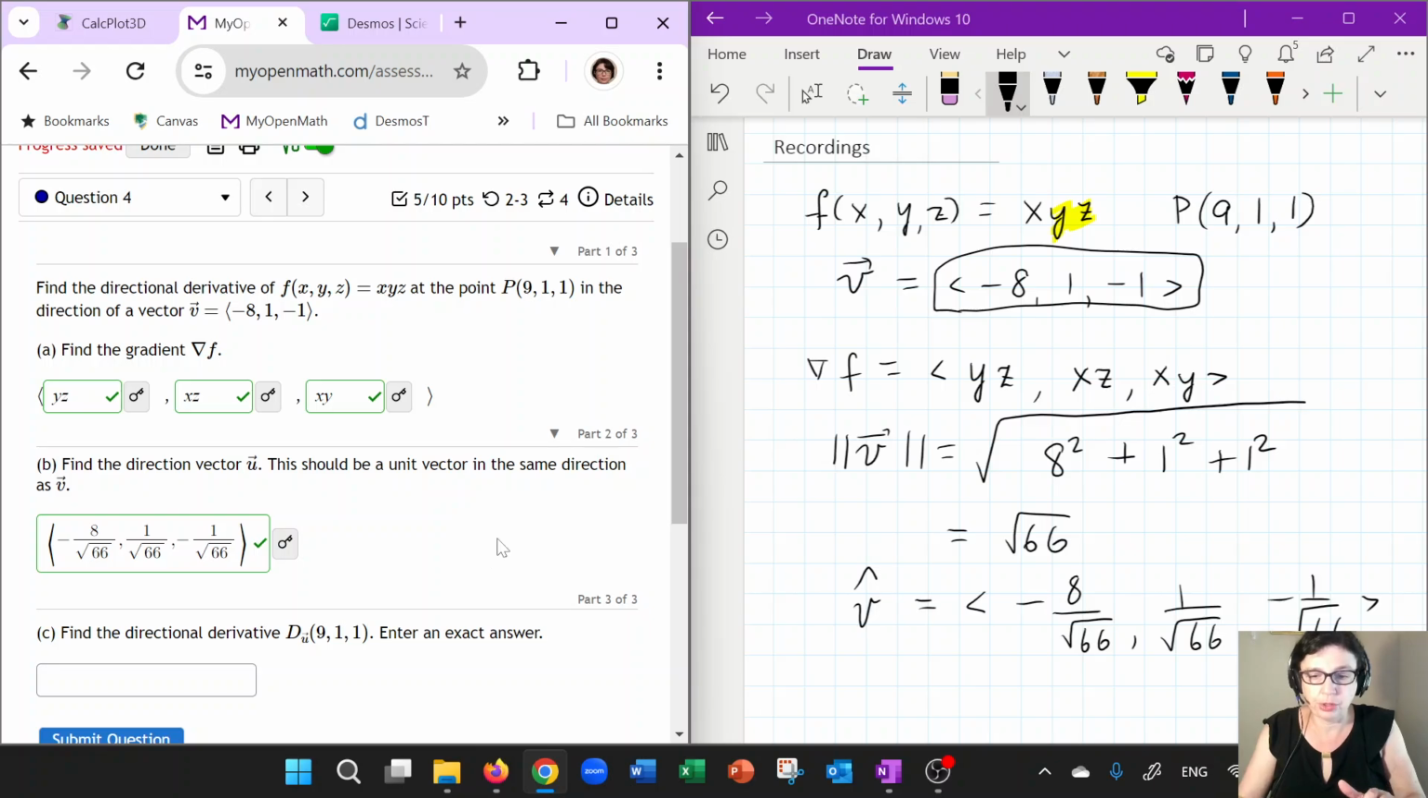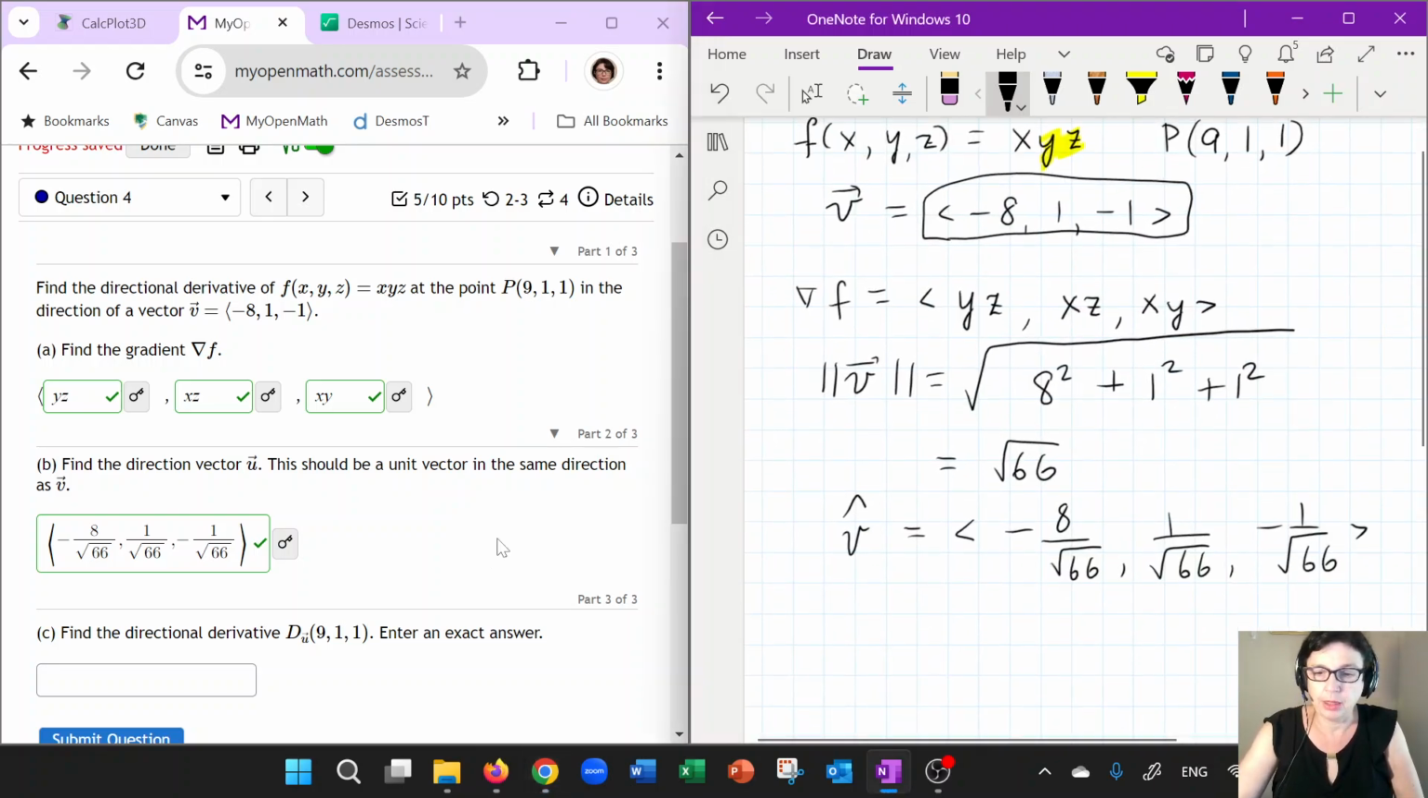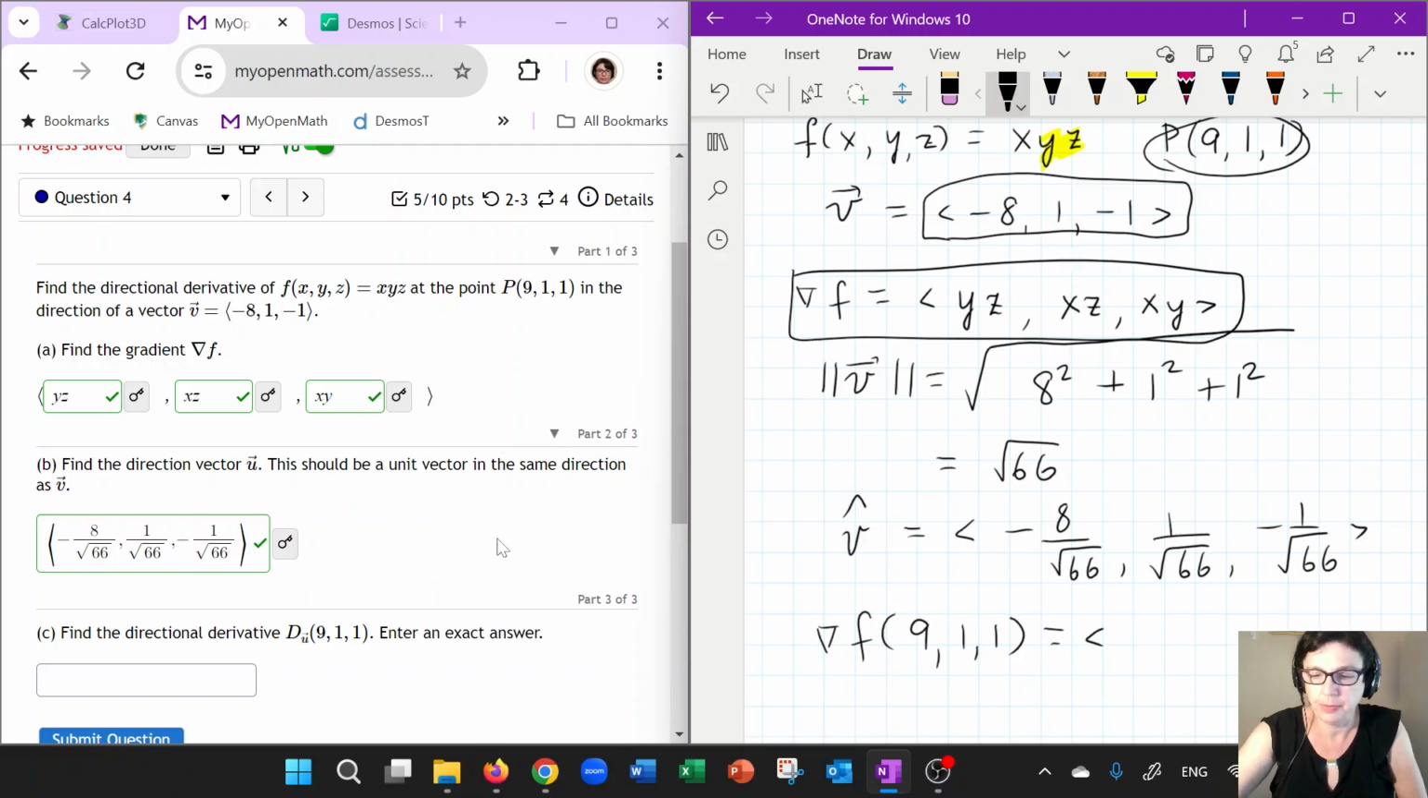And finally, the directional derivative is going to be the dot product of the gradient and the direction vector. However, the directional derivative should be a number at a specific point. So we're not done with that. We were supposed to plug in the point that they gave us, because we're not doing it anywhere, we're doing it at this specific point. So I need to plug in 9, 1, 1 into the gradient, which is pretty easy. So x is 9 and y and z are 1. So this will be 1, this will be 9, and then this will be 9.